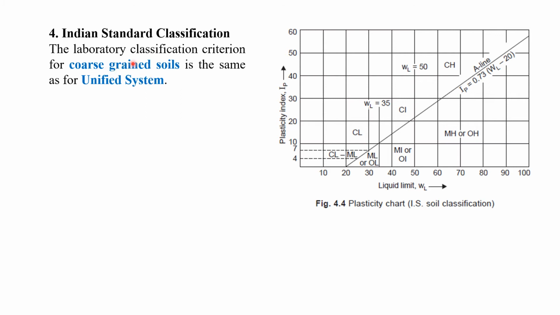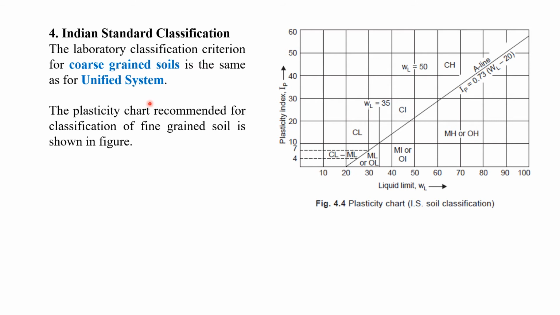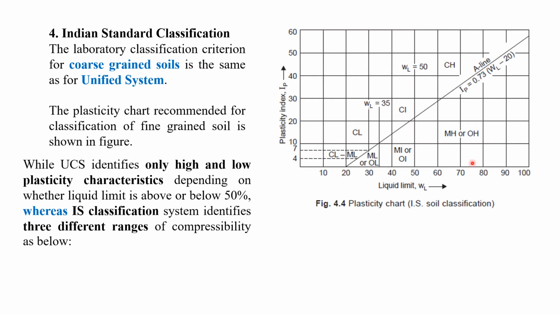The US classification system for coarse grain soil is the same classification system that applies for the Indian standard classification, but some difference is there in the plasticity chart. That plasticity chart, as we know, in case of the US soil classification system, has been developed by Casagrande. Here, this chart has been developed by the Indian Standard Soil Classification, IS. So what is the difference between both the charts, we shall discuss now.